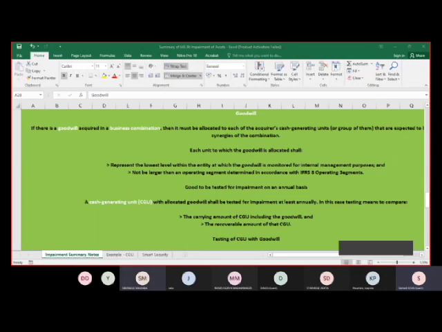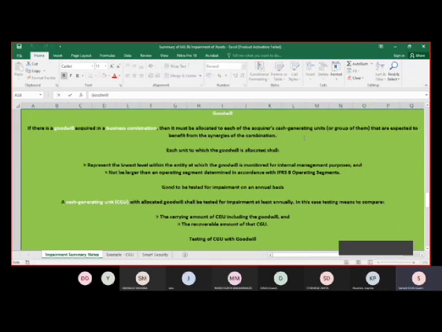But I think it will be best for me to explain what goodwill is. If they are saying goodwill, if there is goodwill acquired in a business combination, normally when you do your fourth year, meaning your postgraduate courses, or even in your third year, you're supposed to do business combination. That's when you're going to learn the concept of goodwill. If there is goodwill acquired in a business combination, then it must be allocated to each of the acquirer's cash generating units or group of them that are expected to benefit from the synergies of the combination.